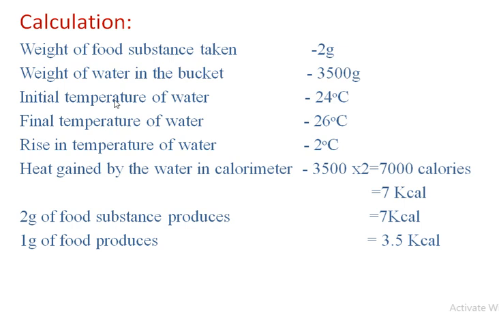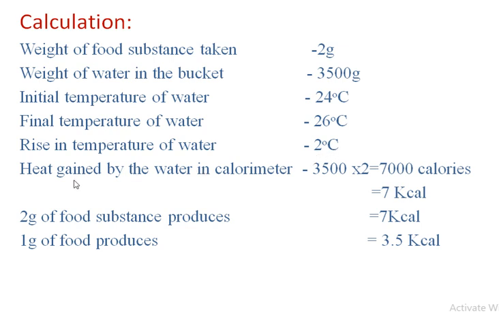Then the initial temperature of the water should be noted by using the thermometer. So here the initial temperature of the water is 24 degrees centigrade. After the food gets burnt, the increase in the temperature will be noted down. The final temperature of the water is 26 degrees centigrade. The final temperature minus the initial temperature gives you the rise in the temperature of water. So here the rise in the temperature of water is 2 degrees centigrade.